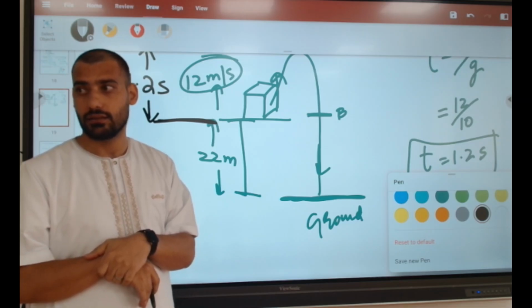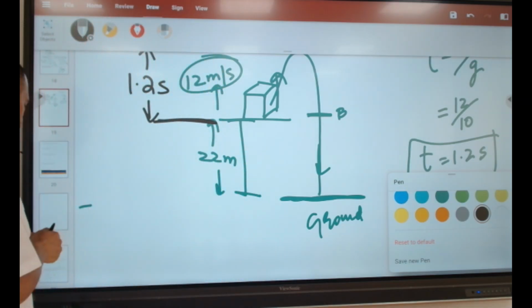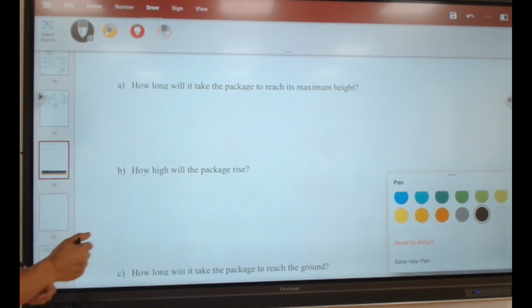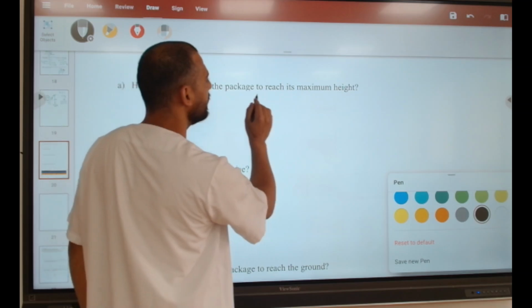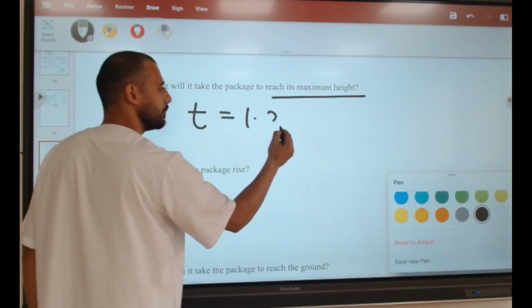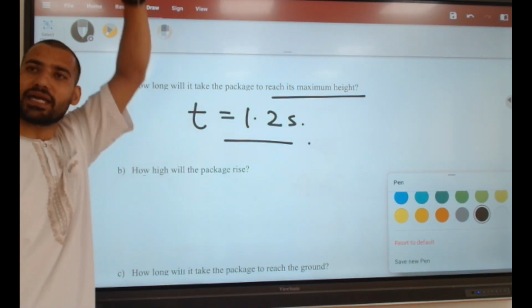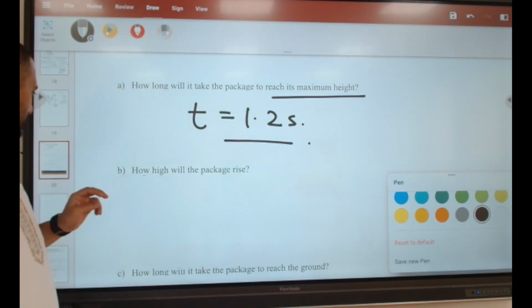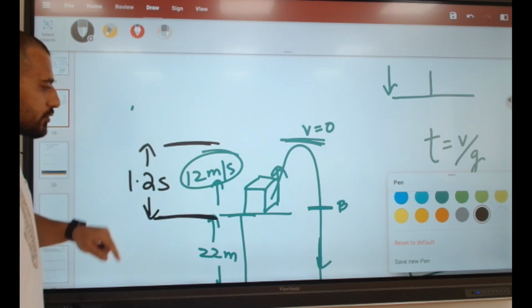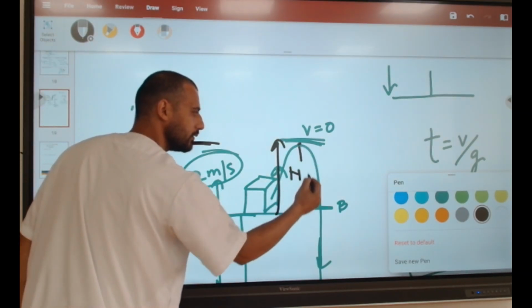Can you solve it? Yes? Let us see. What is the question? How long will it take the package to reach its maximum height? What is the time? It is 1.2 seconds. Very good. Second is, how high will the package rise? How high will the package go? From this point to this point, he is asking us the height, isn't it?